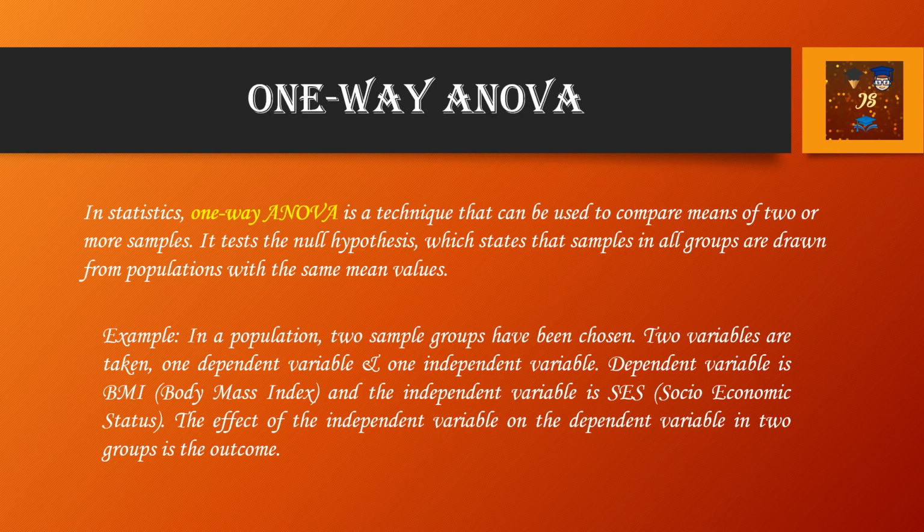That means according to the socio-economic status, how the body mass index is changing in the two separate sample groups can be done by one-way ANOVA. In this case, two variables are used. One is the dependent variable, another one is the independent variable, and the ultimate outcome of the mean values is the interest.